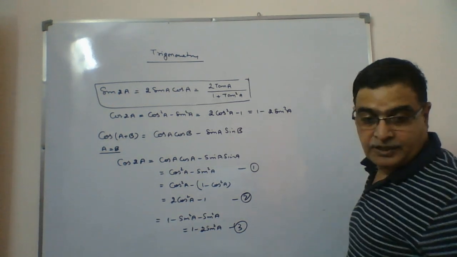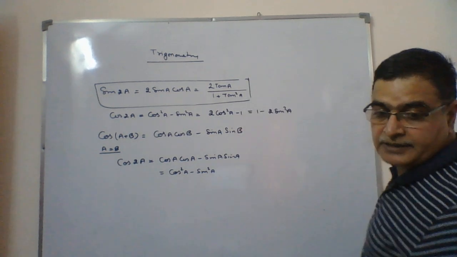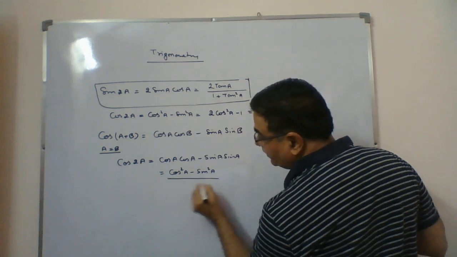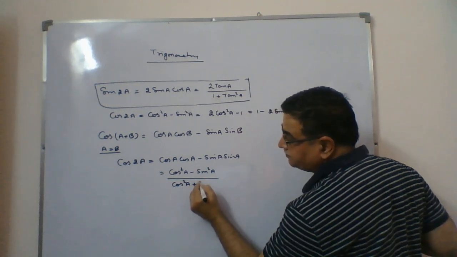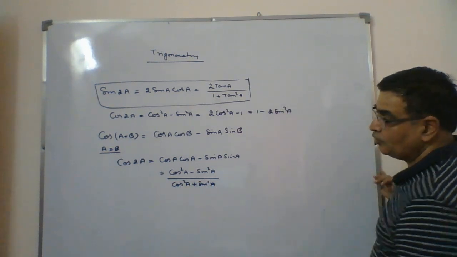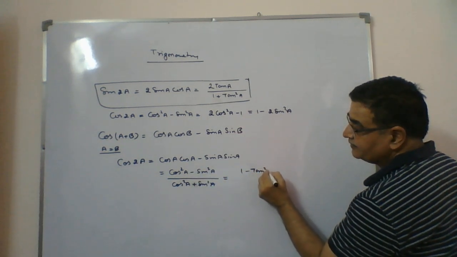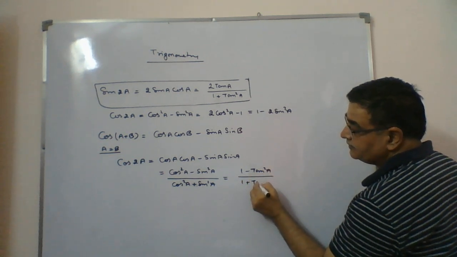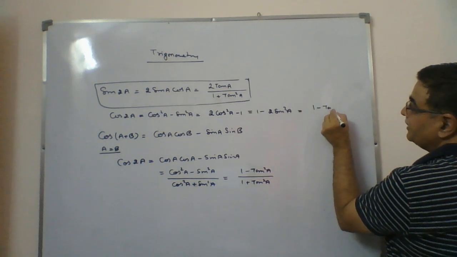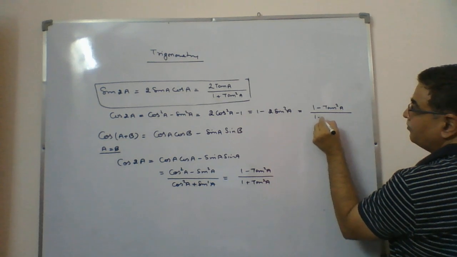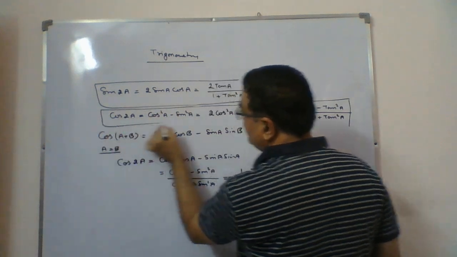One more result we can create here. What is that? Cos square A minus sin square A divided by 1, which can be written as cos square A plus sin square A. And when you have this, again we'll divide numerator and denominator by cos square A. So it will come 1 minus tan square A by 1 plus tan square A. So this formula will be 1 minus tan square A by 1 plus tan square A. This is the formula we have for cos 2A.